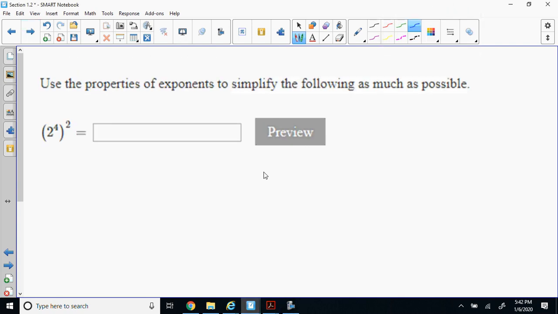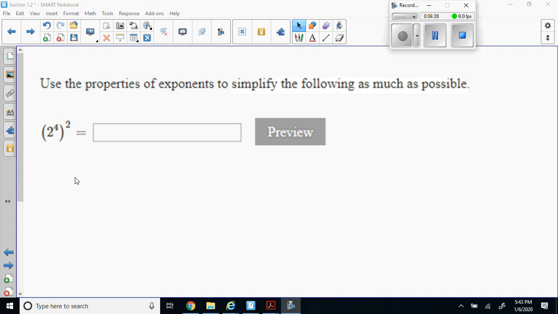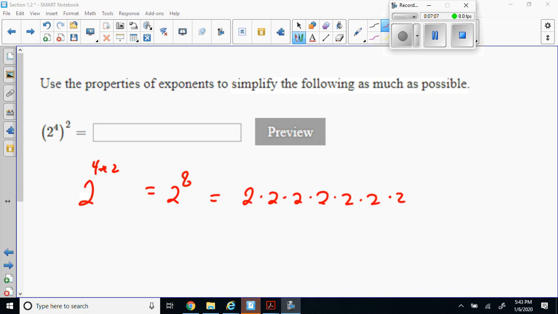All right, so let's see what you do here. I'll give you 15 seconds on this one. All right, so power to a power really says this is 4 times 2, right? The outside power is multiplied by the inside power. So that's really 2 to the 8th. Anybody know what 2 to the 8th is? It's not 2 times 8. That's really 2 times 2 times 2 times 2 times 2 times 2 times 2 times 2, right? And that would be 256, right?